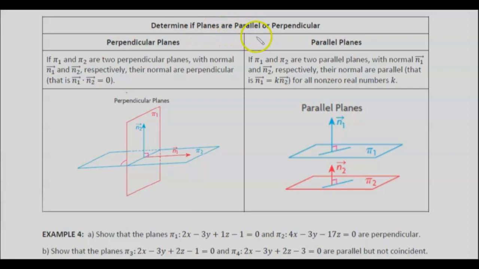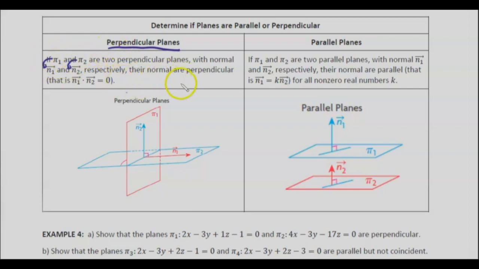Determine if planes are parallel or perpendicular. Okay, so let's talk about perpendicular first. Perpendicular planes. Again, we denote a plane using a pi symbol. So pi 1, plane 1, and plane 2 are perpendicular with normals n1 and n2 respectively. Respectively just means in order, right? For plane 1 it's n1 and for plane 2 it's n2.